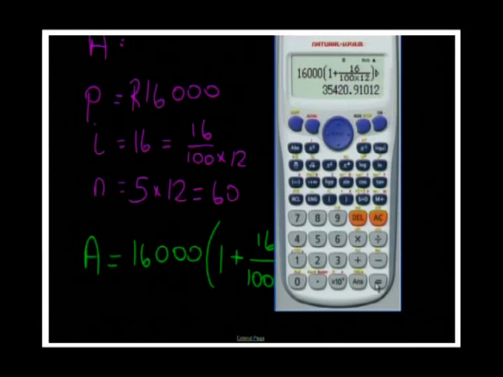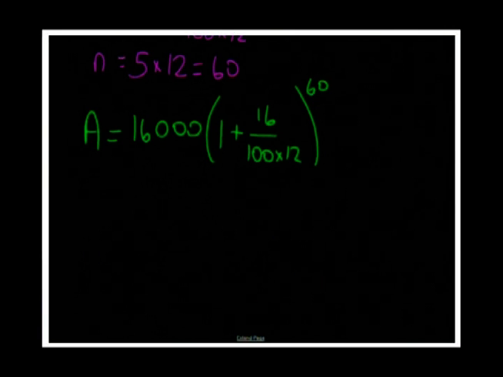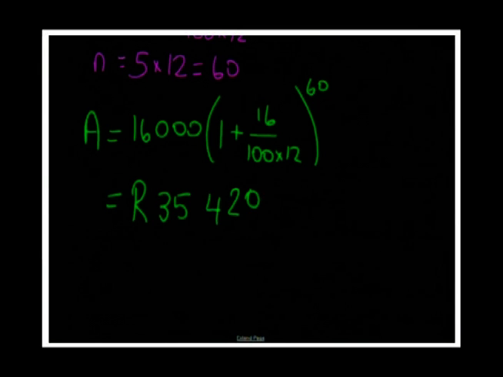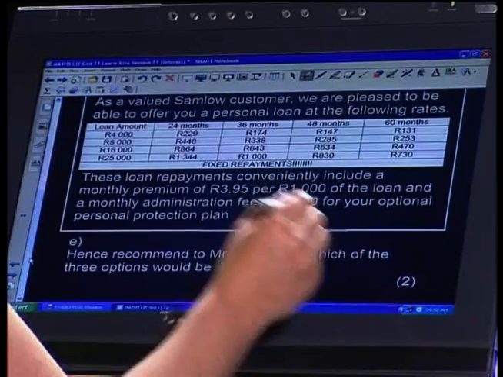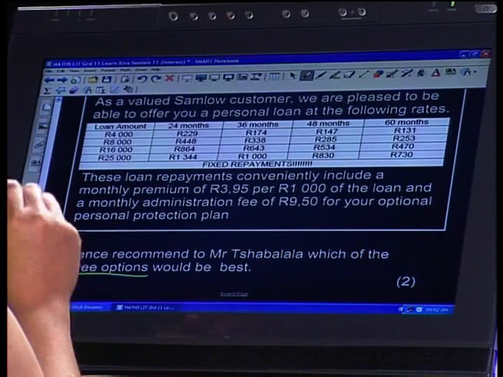So let's write that into my answer. It's equal to 35,420 and 91 cents. So that is what he would have to pay back after the 5 years to this particular bank. Move on to the next part of the question. The next part of the question says, hence, recommend to Mr. Chabalala which of the 3 options would be best.